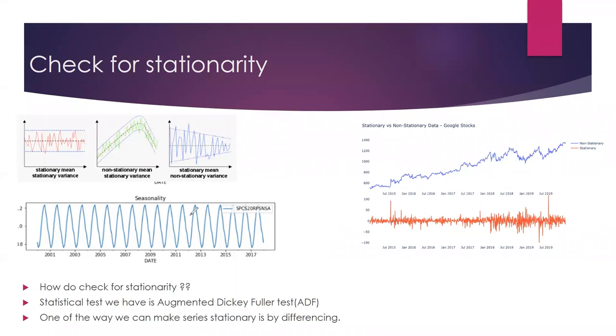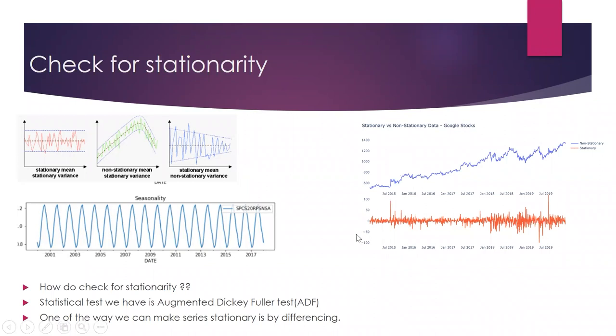Now, this is one where your mean is actually changing over time. This is also not stationary. Why? Because there is seasonality. Seasonality you can see like a cycle which repeats after a certain period of time. So this series is also not stationary. This series is also not stationary because the fluctuations are increasing or decreasing, so that means your standard deviation or the variance is not constant, isn't it?